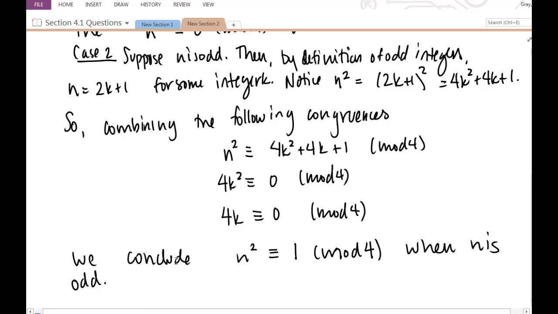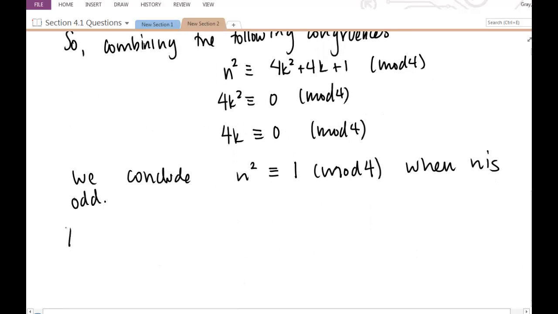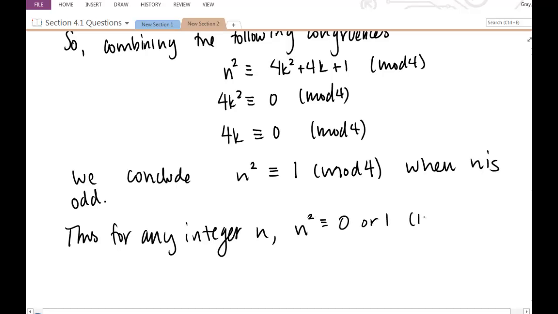Okay, that's the end of the case. Let's wrap up with a sentence here. Thus, for any integer n, n squared is congruent to 0 or 1 mod 4. QED!